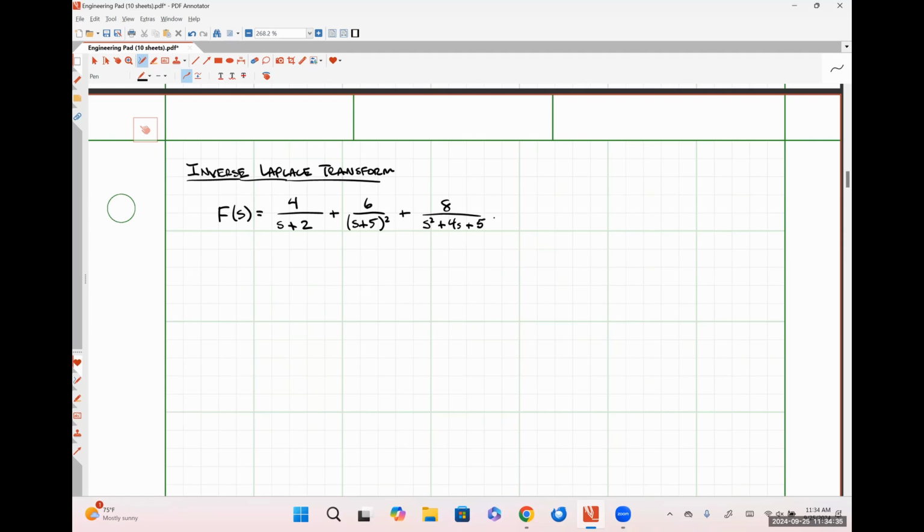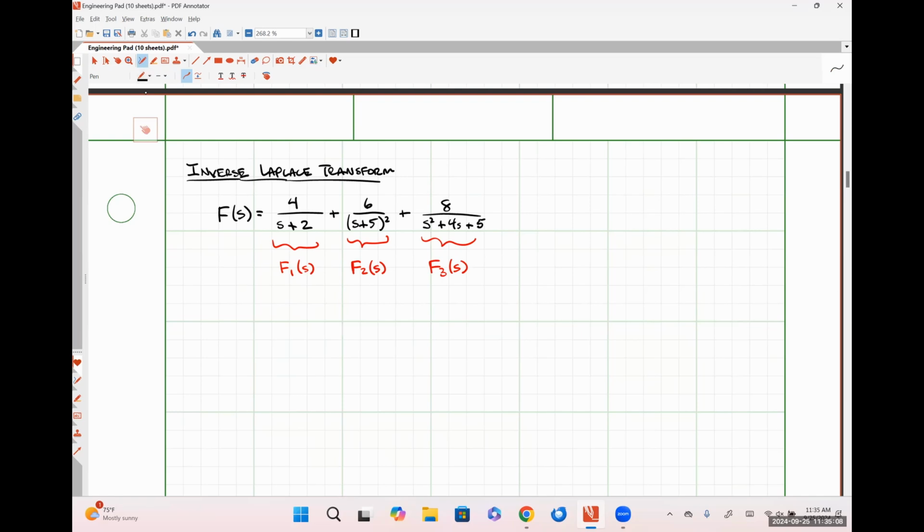Instead of doing those convoluted complex integrals, we can simply use our table. But we will at times need to be a little bit creative, okay? So I'm going to break this thing down into smaller little pieces, right? So I'm going to call this F1 of s. Let's call this F2 of s. And let's call this F3 of s.